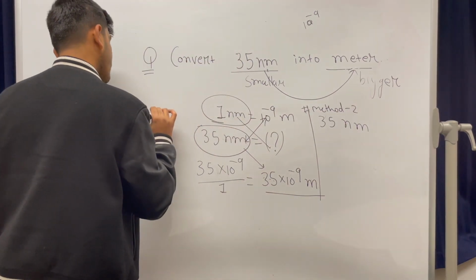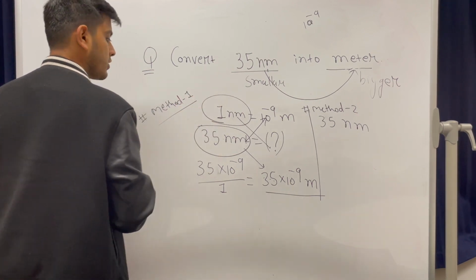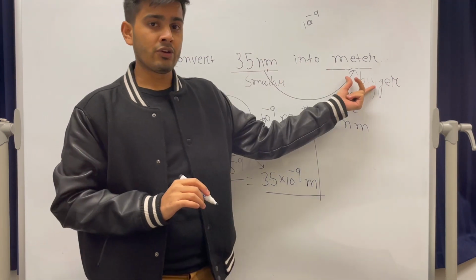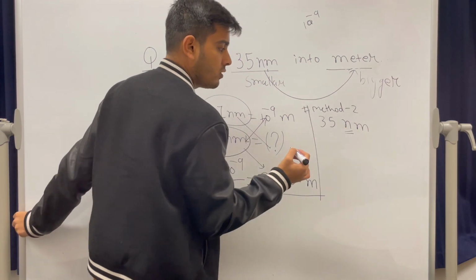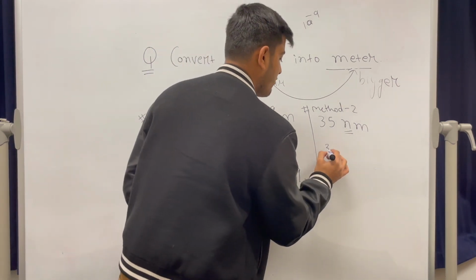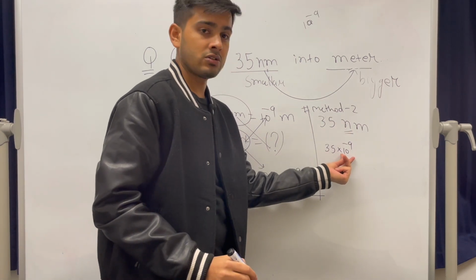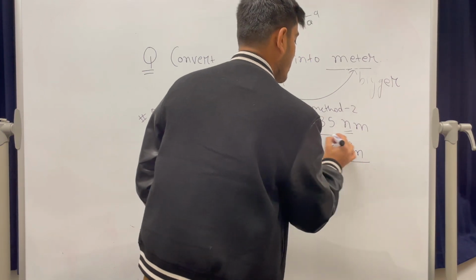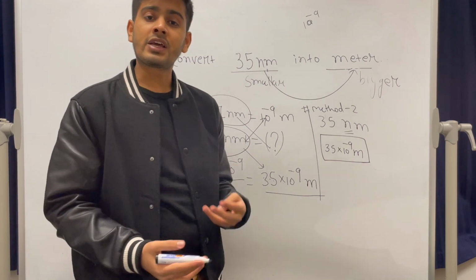This one was our method 1. This method works only for smaller unit to bigger unit. So 35 nanometer: we can remember from the prefix, nano is always 10 raised to minus 9. So nano can be written as 10 raised to minus 9, and meter will remain as it is. So 35 into 10 raised to minus 9 meter. That's our answer. So this is how we can convert units.